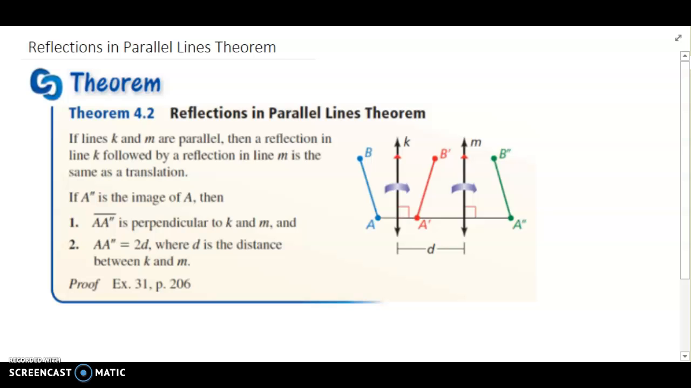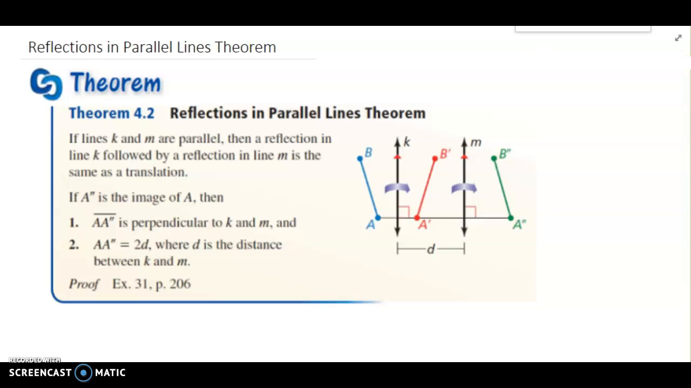Alright guys, let's start on section 4.4. Now there are two very short videos that you should have watched before this. One was reflections into parallel lines and one was reflection into intersecting lines. So if you haven't watched those videos, please watch them. They're each less than 2 minutes, so you're talking less than 4 minutes, because it really gives a visual of what this section is all about.